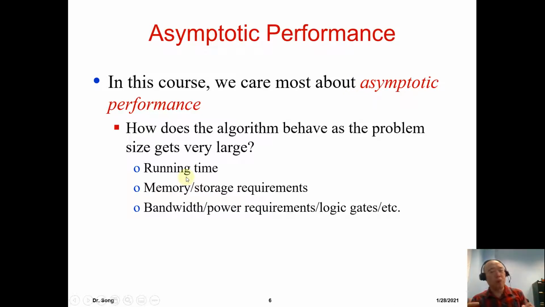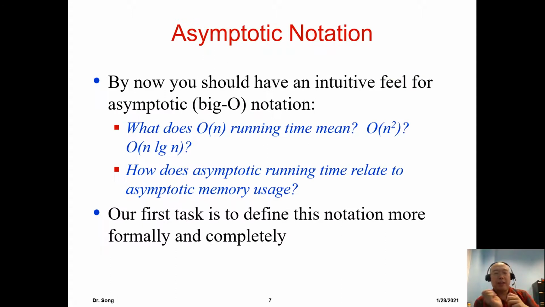Other than the running time, we can also use similar algorithm analysis to evaluate the resources that an algorithm may consume. The resource could be time, it could be memory or storage, it could be some other thing like even the power you have to use to run this algorithm. And for the asymptotic notation, usually we are using the big O.